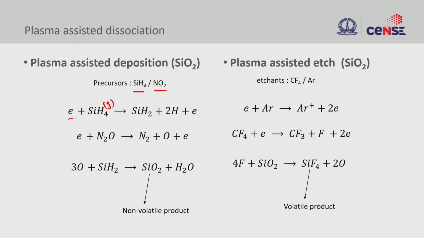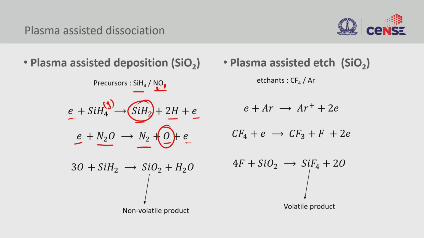Silane is a gas here. By using this electron, the electron comes, hits this silane, and it creates hydrogen gas, and the electron goes away, and SiH2. And now I have another electron hitting N2O. So when I do that, nitrogen becomes a gas, and then I get one oxygen radical, and then one electron which is coming out. So I don't have any loss of electron. These two are very simple dissociation, okay?